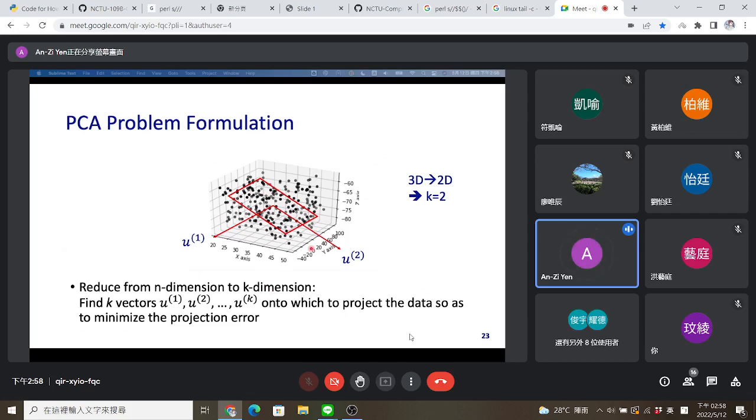And the reason for that is, for PCA we want to find k vectors onto which to project the data. So in PCA what we want to do is find a way to project the data to minimize the projection distance, which is the distance between the point and its projection.